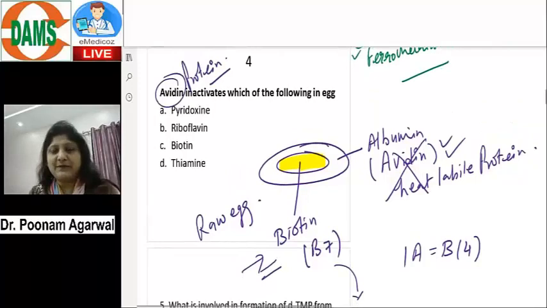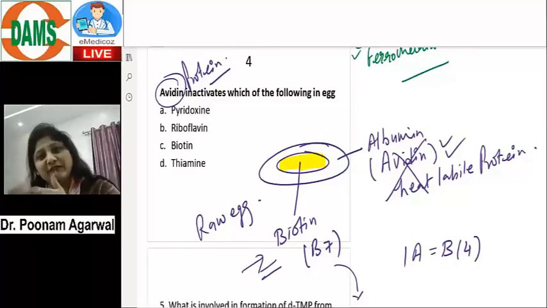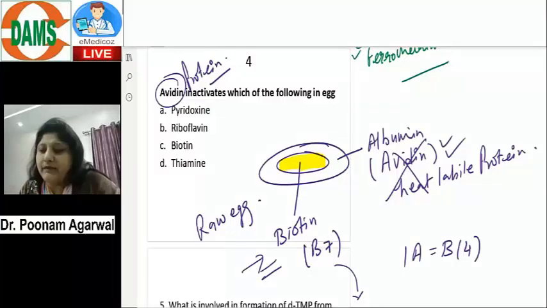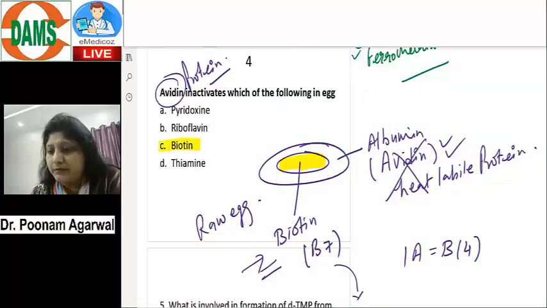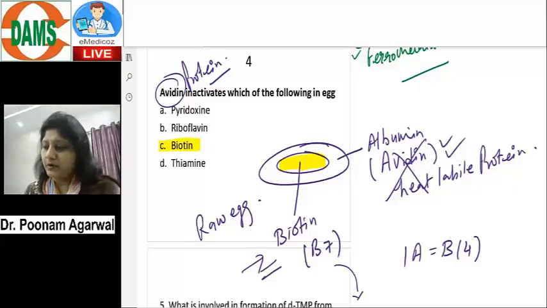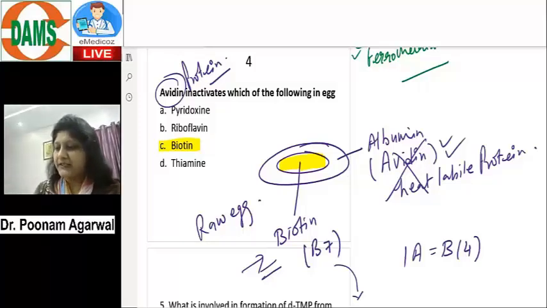Now students at times ask, what about half boiled? Of course, with half boiled also the avidin will be lost and the biotin will be available for absorption. So now the answer is very clear. The avidin inactivates which of the following in the egg? The answer is going to be biotin. It's going to make a huge complex with it, which is not getting absorbed. Biotin is otherwise B7, and the answer will be like this.